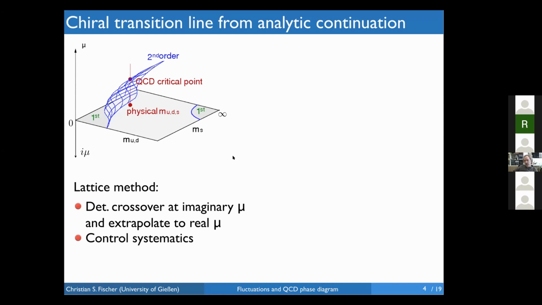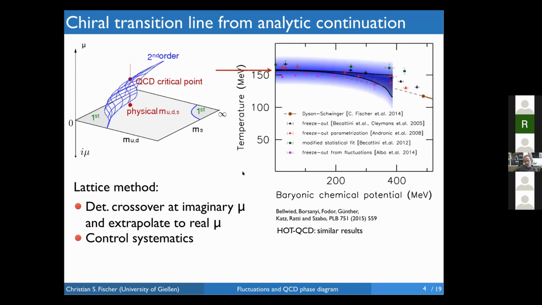What you see here is a result from the Wuppertal-Budapest collaboration from 2015, which shows how the error of this extrapolation rapidly accumulates. So this is basically the error bar. And at some point, the error becomes so large that the calculation simply doesn't make any sense to continue further.